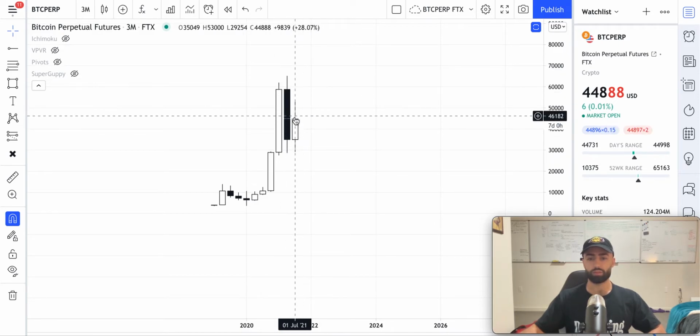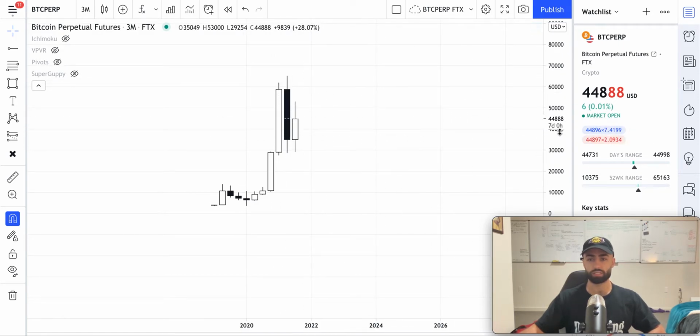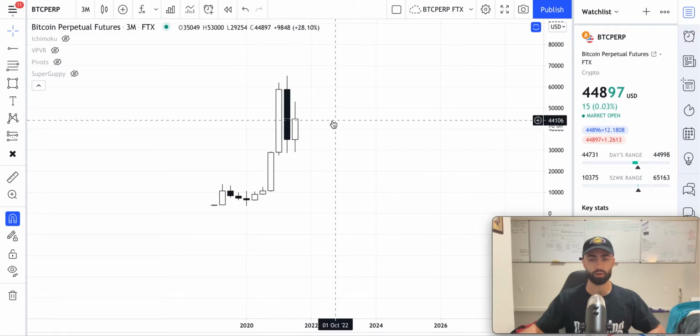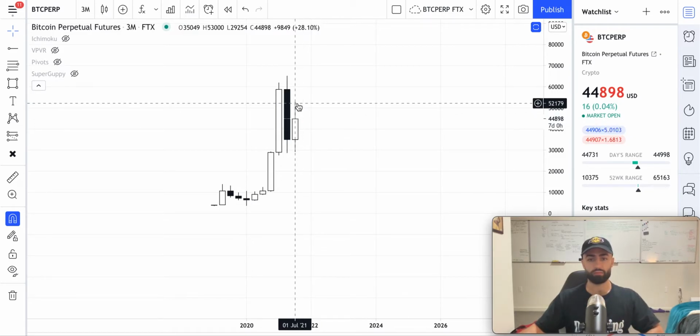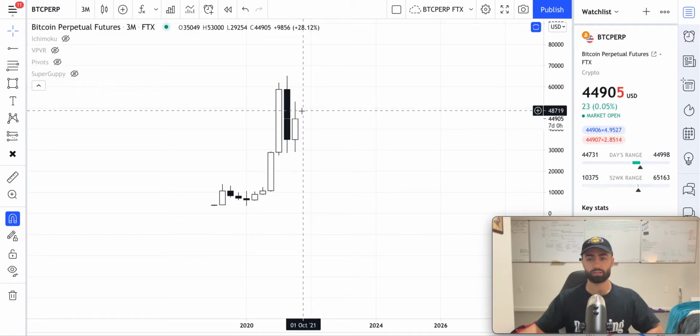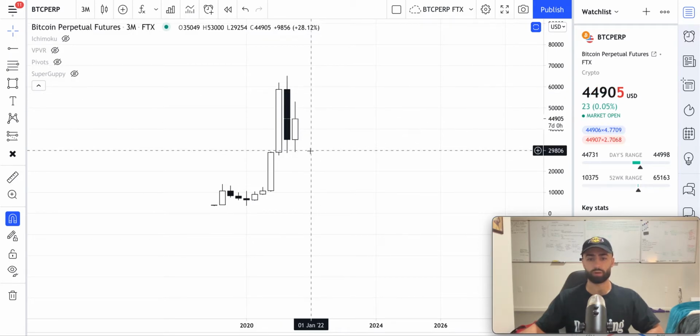Now this 3-month candle here closes in 7 days. So when this candle closes, we'll likely see this as an inside bar. Now what that means is the next 3-month candle is very important for us to either break the high of that 3-month candle and continue the rise up, or for us to break the low of that candle.